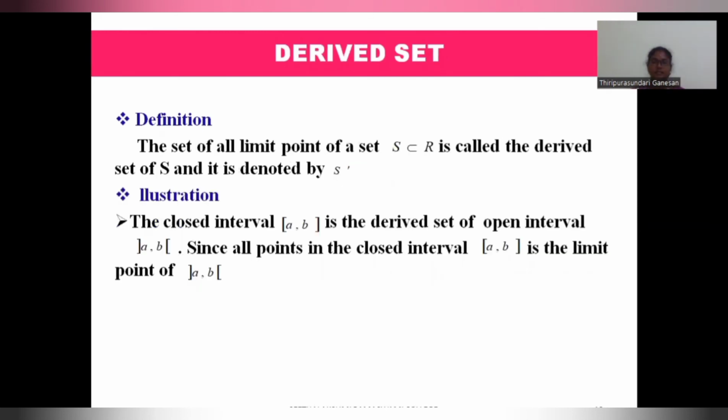The derived set. The set of all limit points of a set S subset of R is called the derived set of S, and it is denoted by S dash. Illustration: the closed interval A comma B is the derived set of the open interval A comma B, since all the points in the closed interval A comma B are limit points of the open interval A comma B.